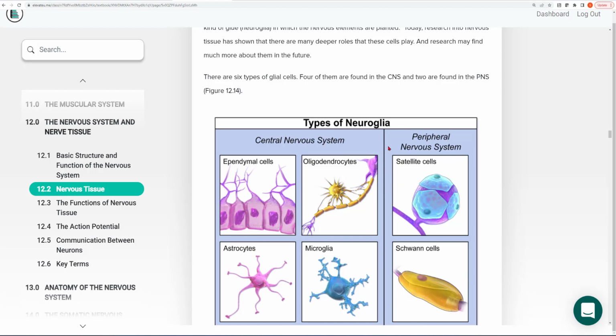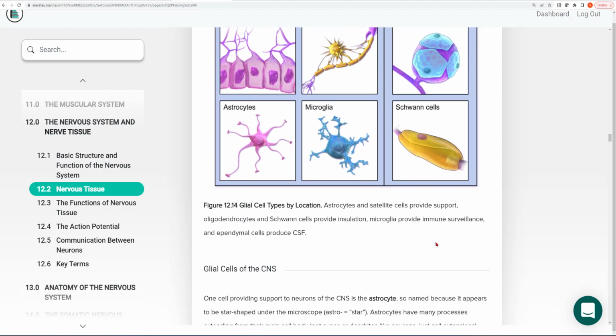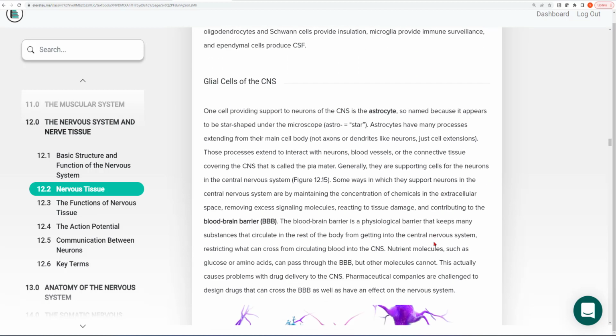Then 2 of these neuroglia are found only in the peripheral nervous system, and these are the satellite cells and the Schwann cells. Now the Schwann cells I've mentioned briefly. These are the cells that are found along the axon, but now you're learning that the Schwann cells are only in the PNS. So let's go through these 6 different cells.